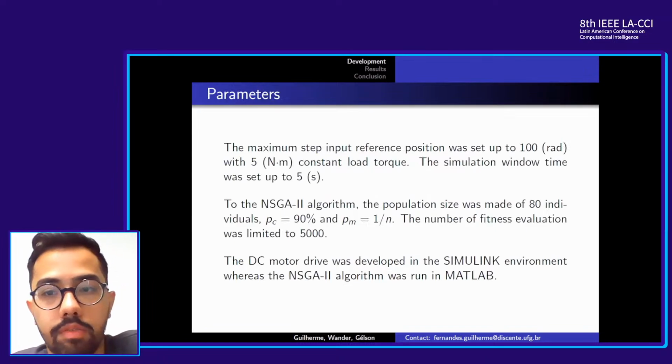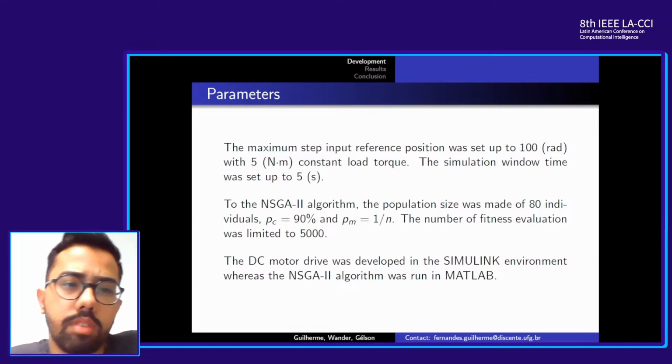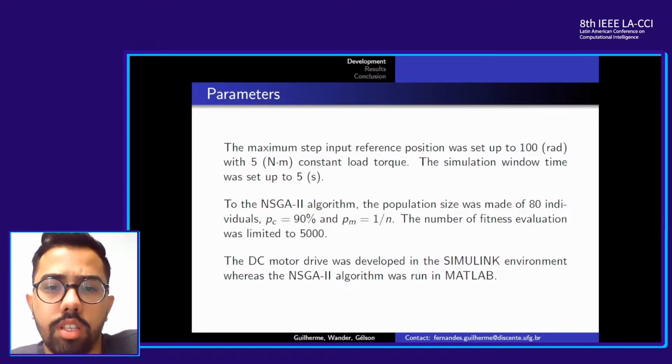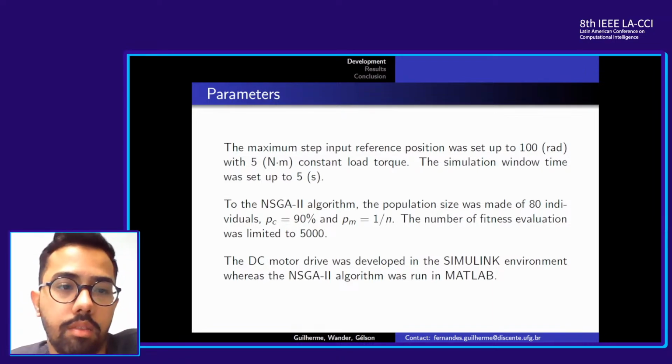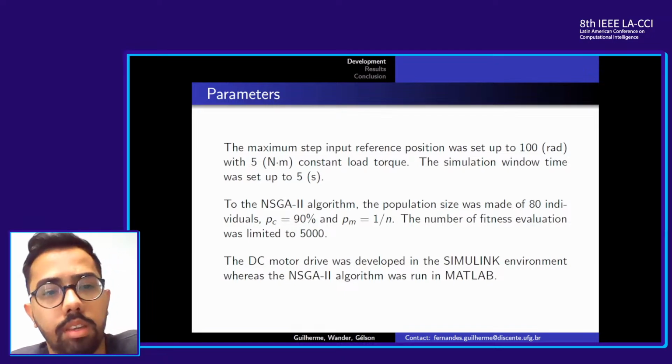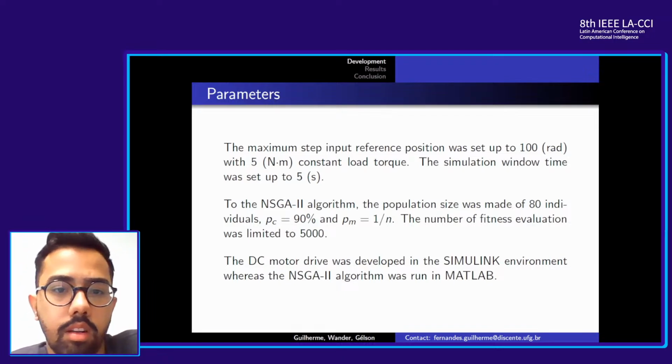Some parameters of the system and the algorithm. The maximum step input reference position was set up to 100 radians with 5 Newton meters constant load torque. The simulation window time was set up to 5 seconds.